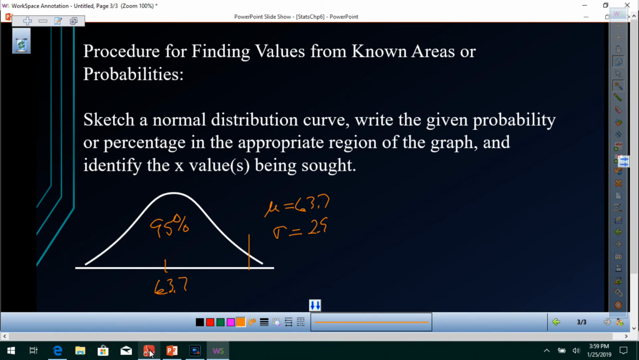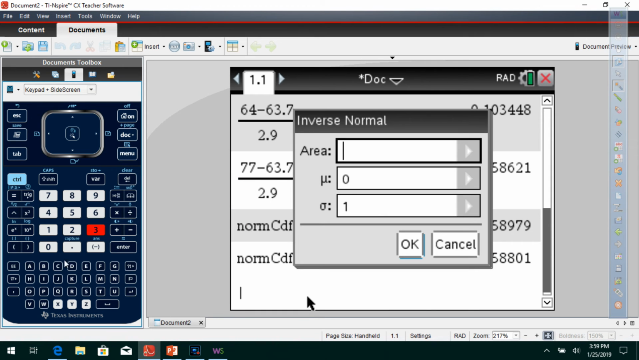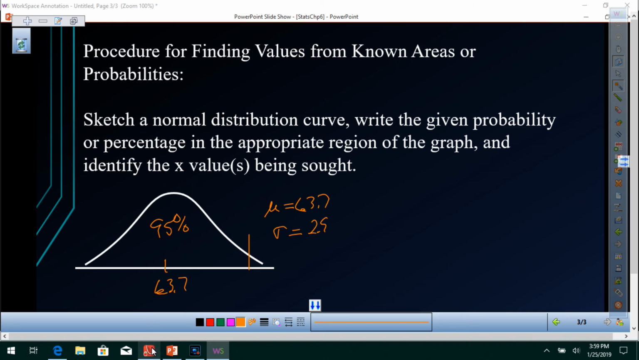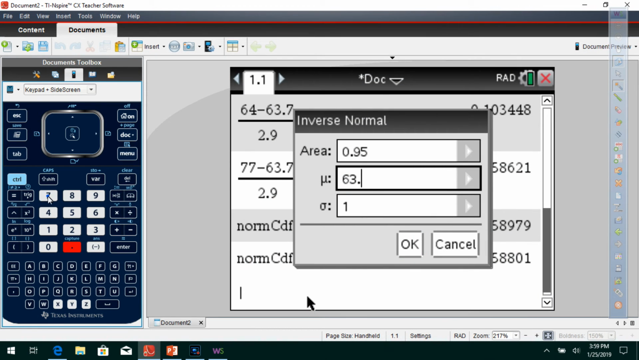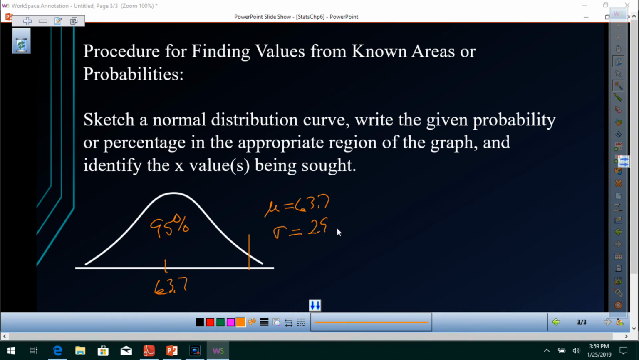So let's go back, and this time we're just going to use technology. Menu 553. Our area is 0.95. Our mean was 63.7. Our standard deviation was 2.9. And that gave us 68.47 inches, okay? That would mean 95% of the women would meet the height requirement.